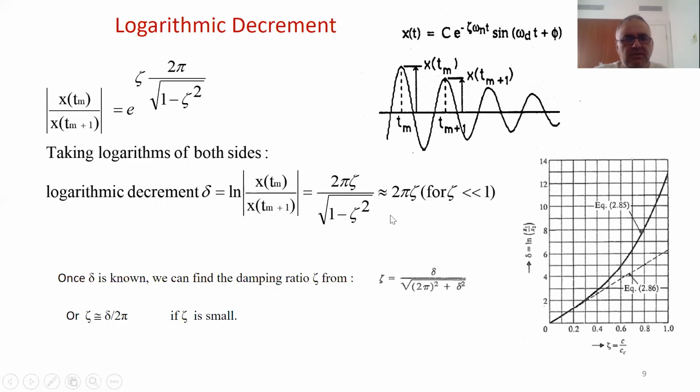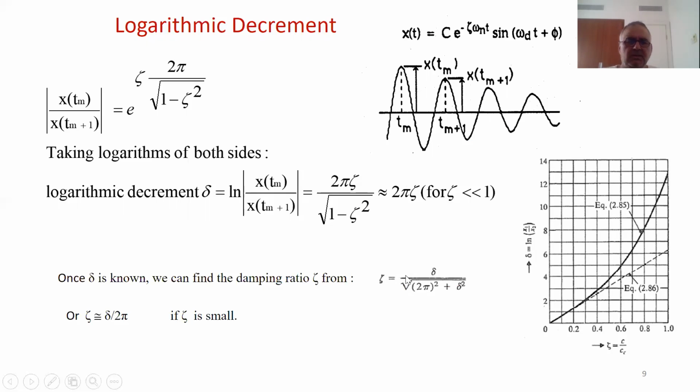And we found out that it is equal to 2 pi zeta over the square root of 1 minus zeta squared. Now, if zeta is a small number, zeta squared is even smaller. So you can approximate delta, in this case, by 2 pi zeta. And if you look at it, for values of zeta less than, let's say, 0.3, it is okay. This is how we plot. This is the real expression, and this is the linear expression, 2 pi zeta. So if zeta is less than 0.3, this approximation should be okay.